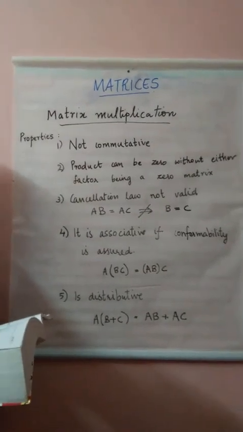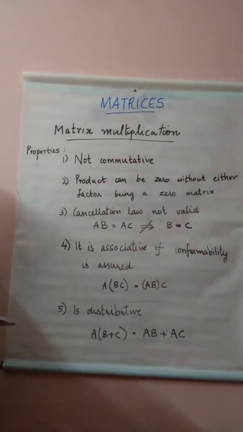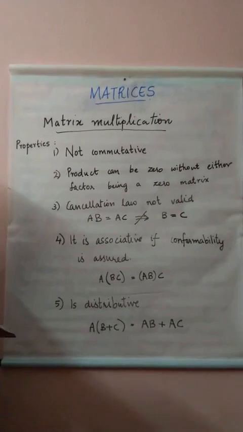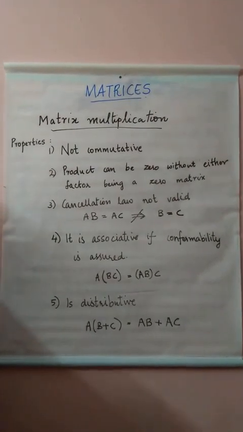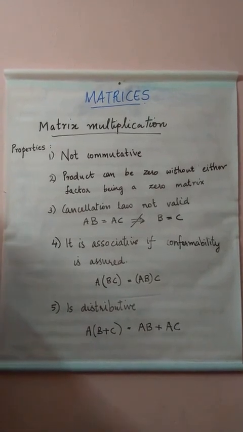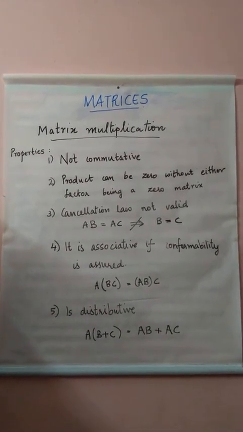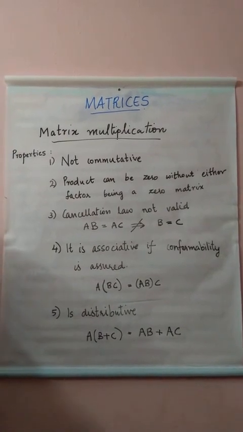You can refer to page number 621. Certain properties of matrix multiplication are given there. The first property is that the product of matrices is not commutative. It is not commutative means, if two matrices are A and B, the product AB need not be equal to the product BA.